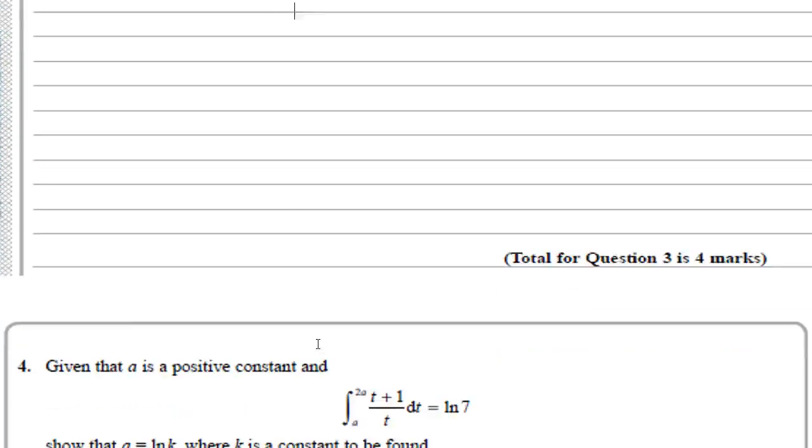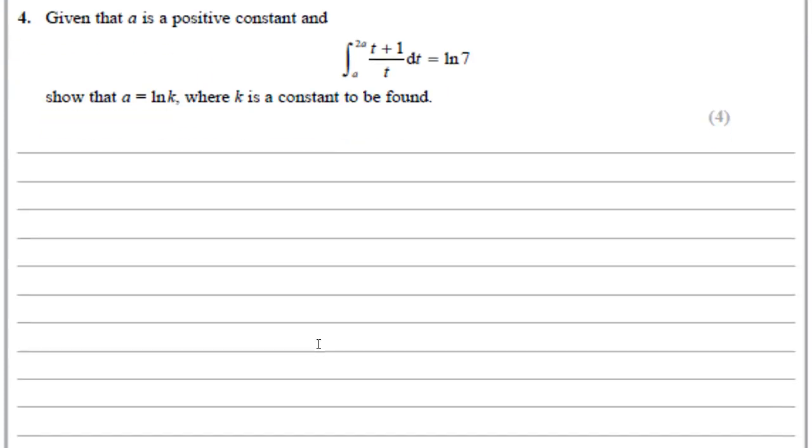Now next question. Here it is given that a is a positive constant, and the integration has lower limit a and higher limit 2a of t plus 1 over t, and this is equal to log 7. Show that a is equal to ln k, where k is a constant to be found. So let's do it. Remember, here it is given ln k. Let's write down, ln is base e, log is base 10. So let's write down the question.